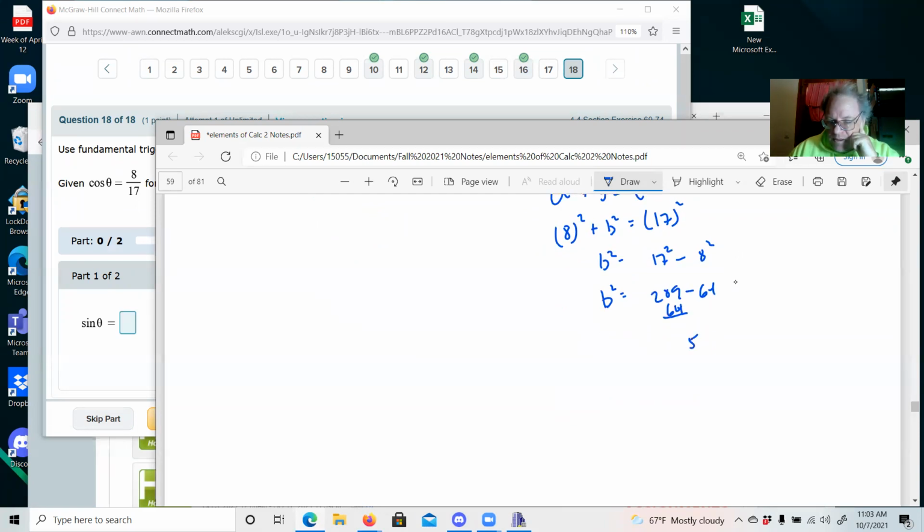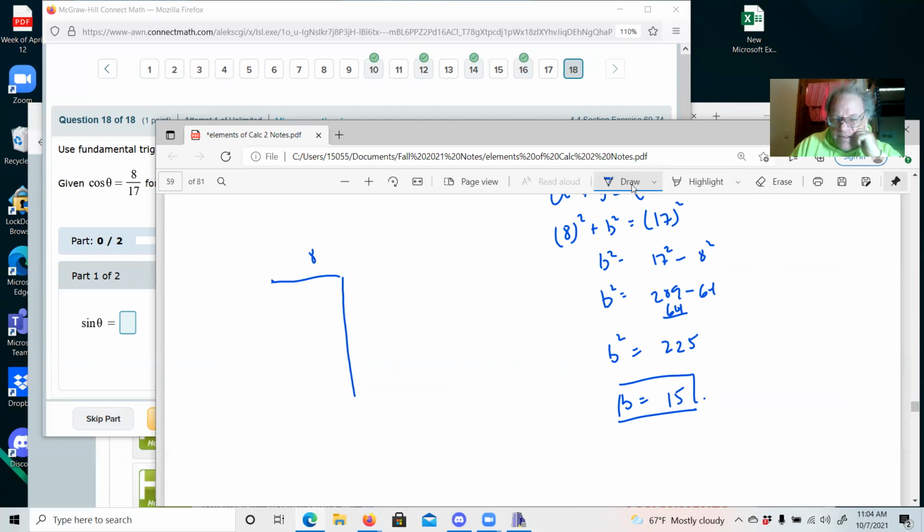So what do we end up with? We end up with 5, 2. B squared is equal to 225. So b is equal to 15. All right, so when I draw my triangle, I probably shouldn't draw it that big. We have our triangle. We have 8. We have a negative 15 here, because it's in the fourth quadrant. Pretend that's straight. 17. So here's the angle we're looking for.